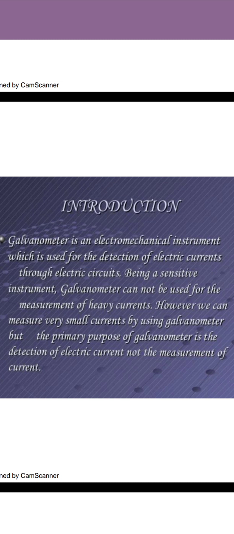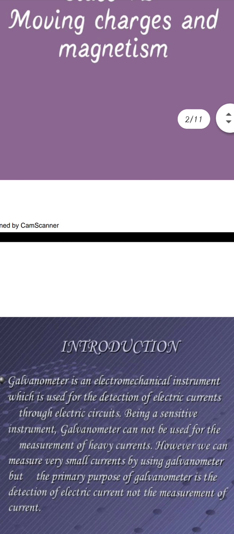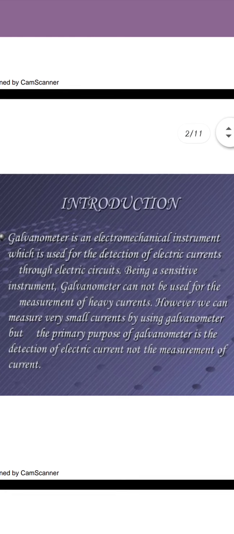After this, in the next session, we will start the new chapter, that is Magnetism and Matter. So here we are going to see what the galvanometer is.